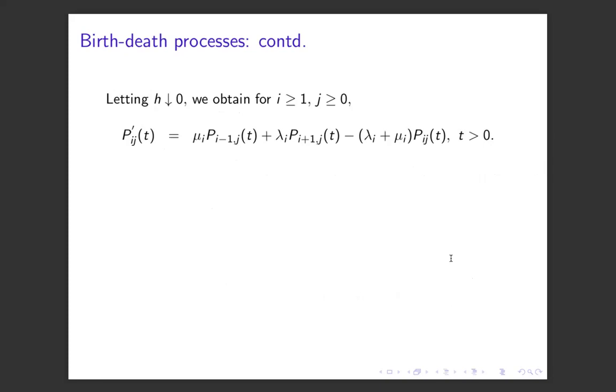So letting h decrease to 0, one obtains now a differential equation in t. T is the variable, t greater than 0, for every j greater than or equal to 0 and i greater than or equal to 1.